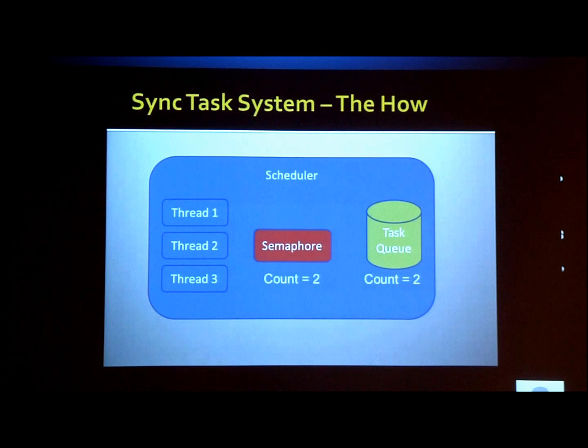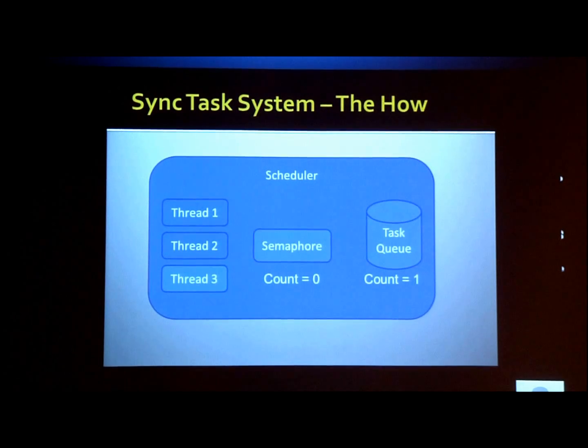Okay, let's look at what this does. Threads all grab the semaphore. Let's say thread 2 and 3 grab the semaphore. The semaphore's count goes to 0. Now they can both grab the task queue. One guy grabs the task queue, the count goes down to 1, and he processes a task.